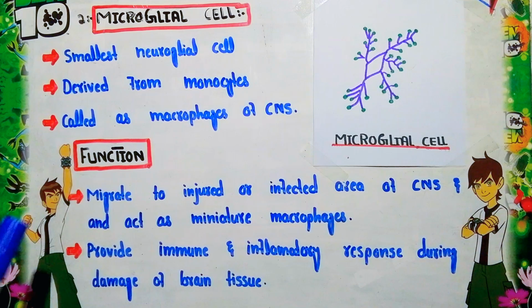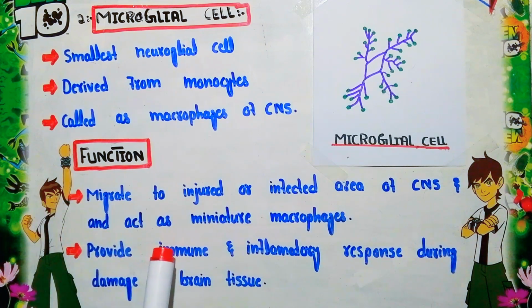The second function of the microglial cell is that it provides an immune and inflammatory response during damage of the brain tissue. When damage occurs anywhere in the brain tissue, these macrophages, the microglial cells, protect our central nervous system from microorganisms and pathogens, and thus provide an immune and inflammatory response. So this is the function of the microglial cells.